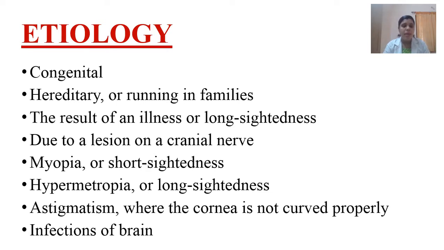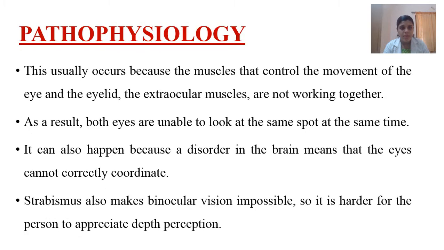Myopia and hypermetropia are also considered reasons for the development of strabismus, and it can also develop due to a lesion in the cranial nerve. If any lesion, injury or tumor growth is happening in the nerve which helps in vision, that is also considered a cause. Then astigmatism, where the cornea is not curved properly. Then any childhood infections affecting the brain are also considered a reason for the development of strabismus.